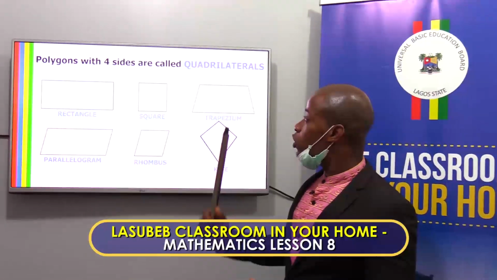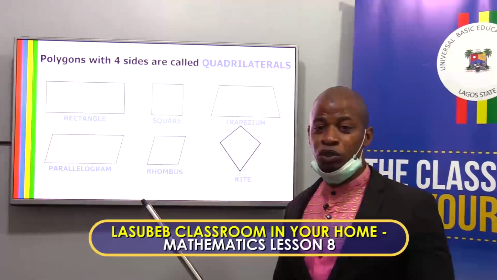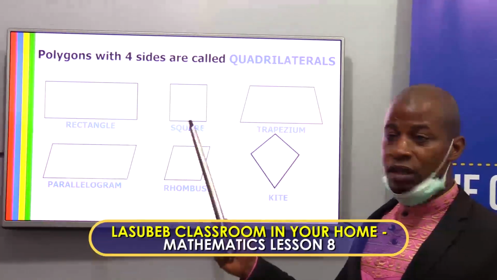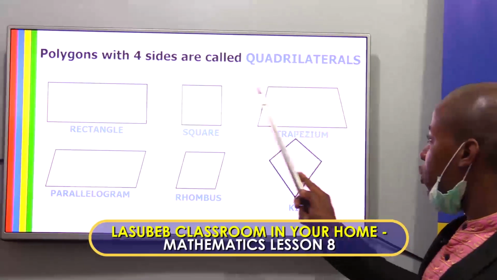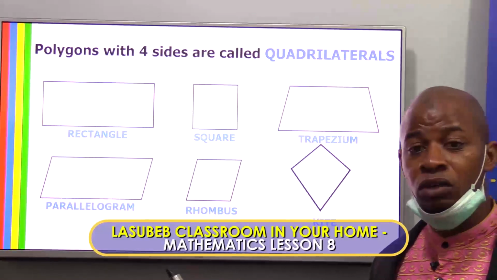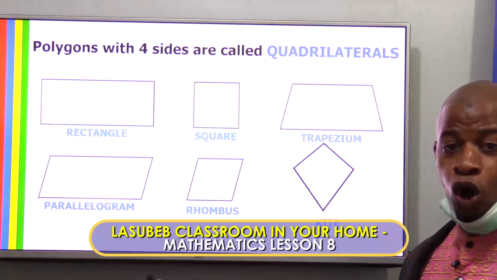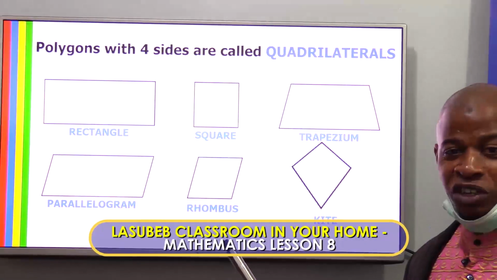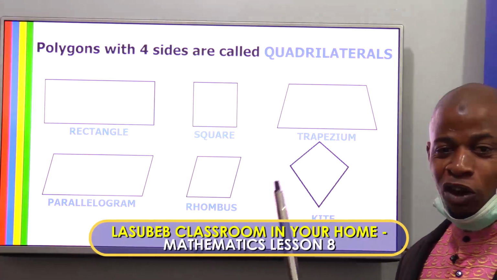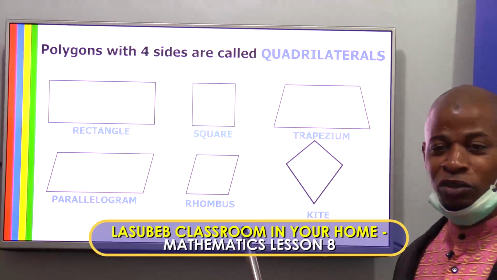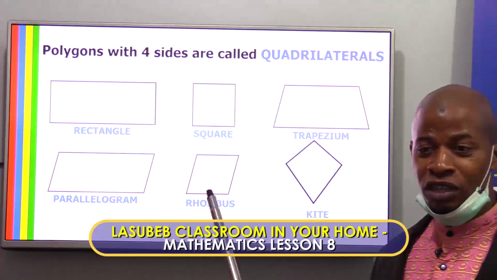Let's move on. Polygons with 4 sides, I've told you they are called quadrangles or quadrilaterals. It has 4 sides, 1, 2, 3, 4, all of them you can see. They also have 4 angles each, so we call them quadrangles or quadrilaterals. Quadri here means 4, not the quadri in your neighbor's house. No, quadri in mathematics means 4. Quadrangle, 4 angle, quadrilateral, 4 sides.